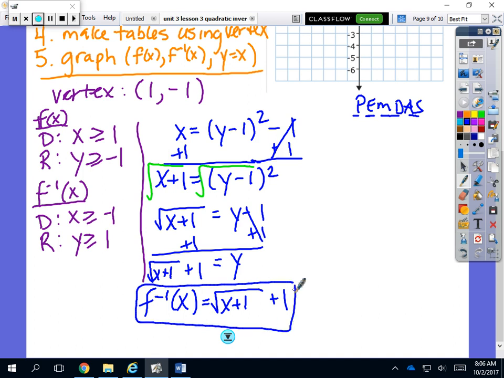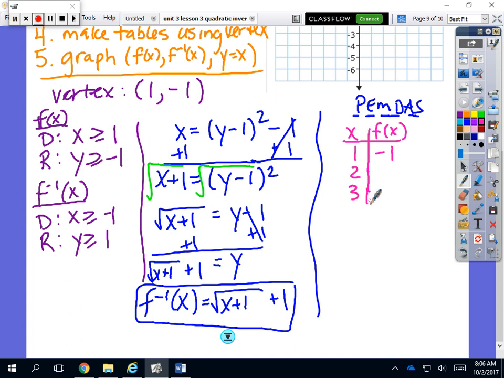Now I just need a table so I can graph it. Table for f of x. My vertex was 1, negative 1. So I'm going to go to 2 and 3 and plug those in. For 2 I get 0, for 3 I get 3. And then the inverse, just switch my x and y's.